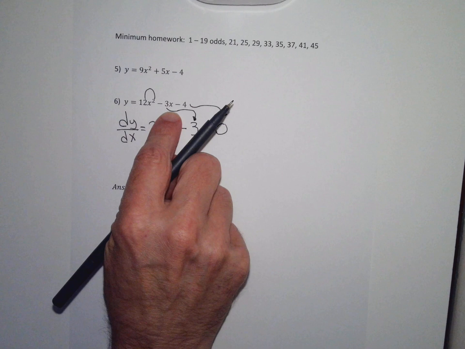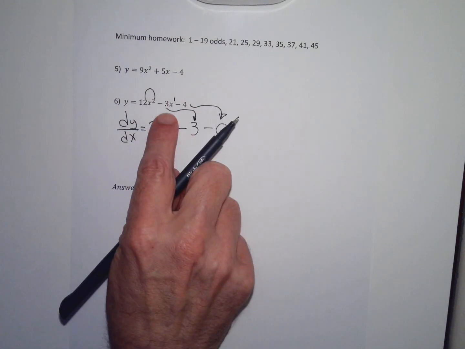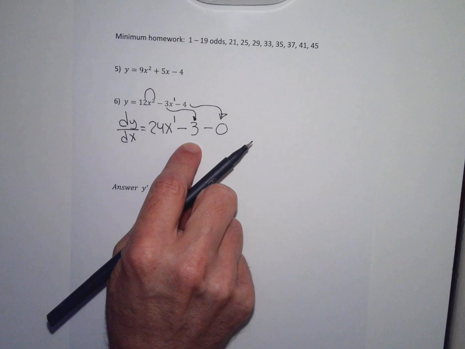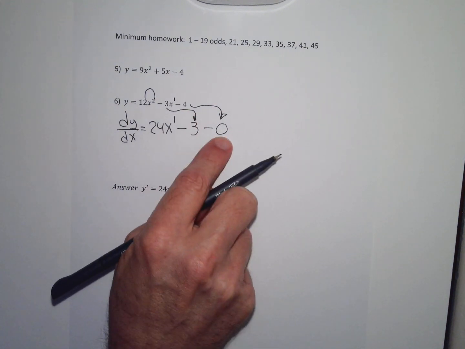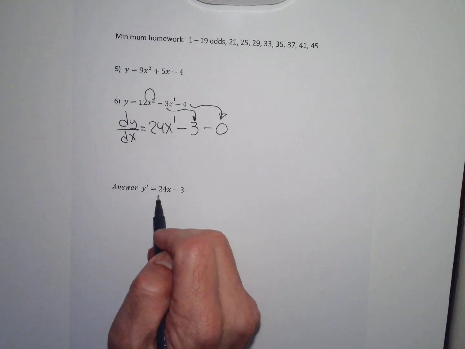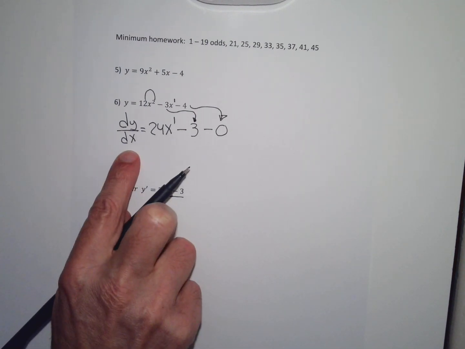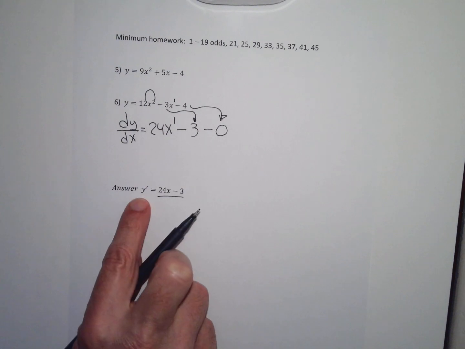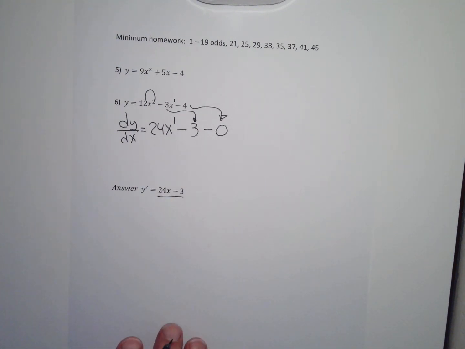Minus 3x I call a first power term because the exponent on the x is 1. The derivative of any first power term is its coefficient. The last term I call a constant because it doesn't have an x. The derivative of any constant is 0. For an answer to number 6, either with a dy dx preceding an equal sign or a y prime preceding an equal sign, I get 24x minus 3.